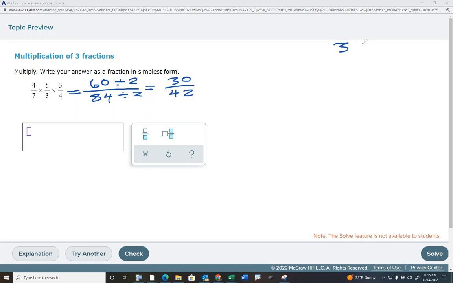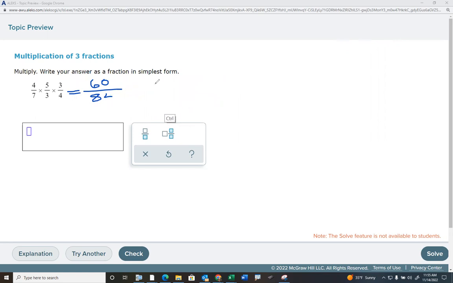So 3 divides in and 2 divides in. So I guess 6 is going to divide in. Okay, well, let's do 6. 6 divides into 30 5 times, and 6 divides into 42 7 times. Or you could have done 2 and then 3 separately. Or maybe right at the beginning, you notice, hey, 12 divides into both of those. And then just jump to there and only do one simplification. So 5/7 is our answer.